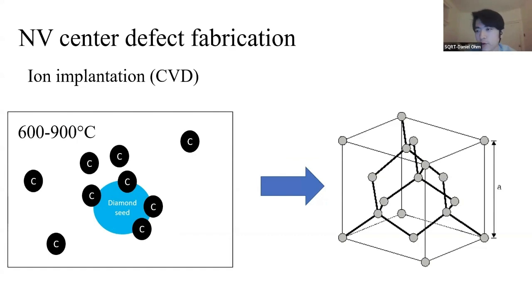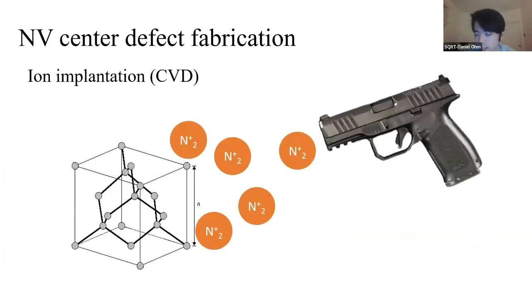So basically, after we've grown these diamonds, we accelerate these ions into the structure and we let them collide with the structure. And when one of these nitrogen atoms successfully collides with a carbon atom, two things happen. First, the nitrogen atom takes the carbon atom's place.